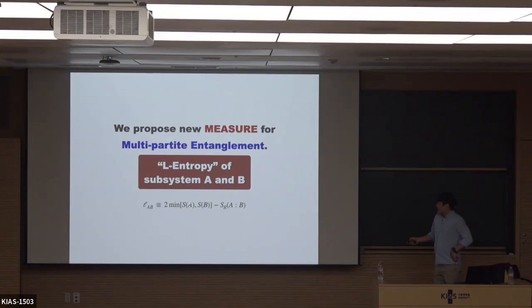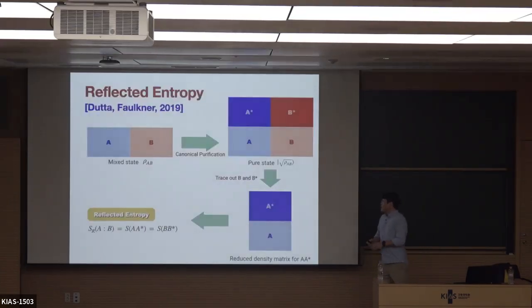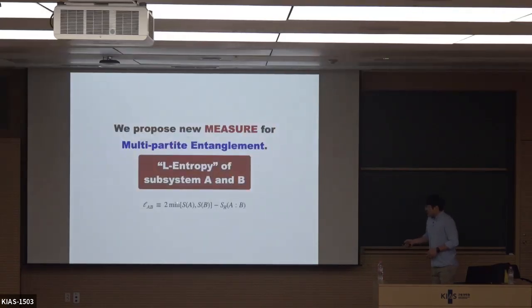This is nothing but the difference, if you say that there are two subsystems A and B, between twice the minimum of the entropies of A and B, and the reflected entropy of A and B. Probably all of you know what the entropy S_A is, so I will shortly explain what the reflected entropy is.